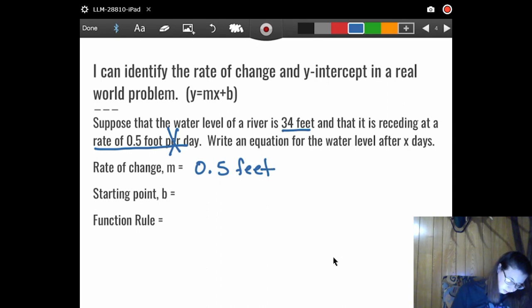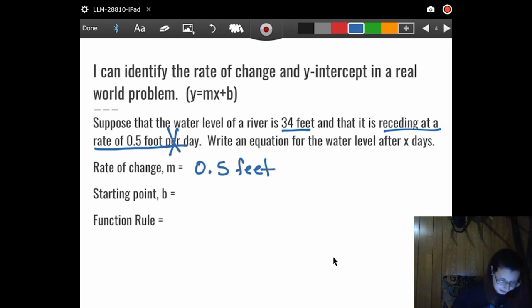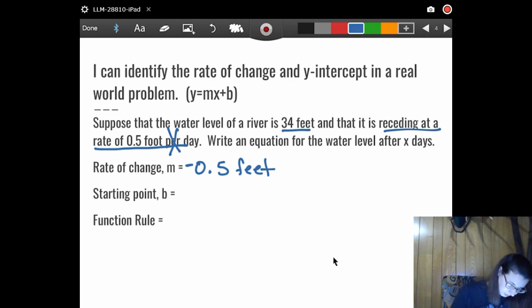And our starting point, well, where did the river start at? Oh, I forgot. Looking at my rate, it is receding at a rate of 0.5 feet per day. Does that mean that it is going up or it's going down? Well, receding means to pull back. So instead of a positive 0.5, it's going to be a negative 0.5. Next, we are looking at our starting point, or our y-intercept. It says that we started at 34 feet. So that's going to be 34. And again, I have to think about it. Is it a positive or a negative? Well, it is a positive 34.